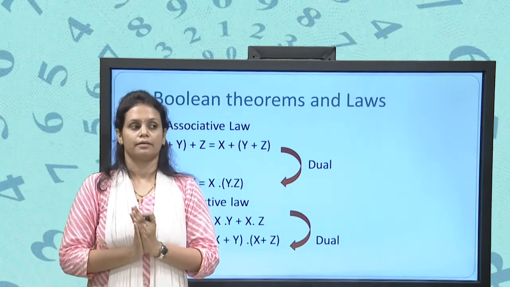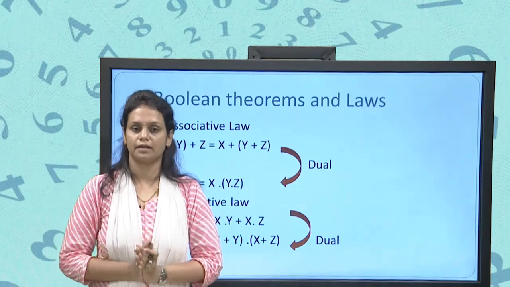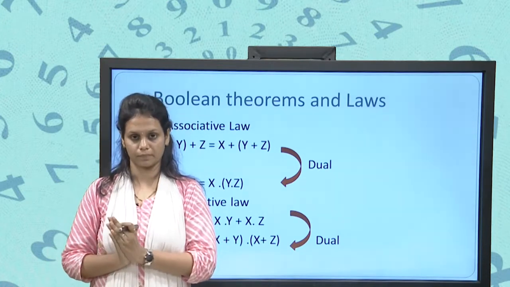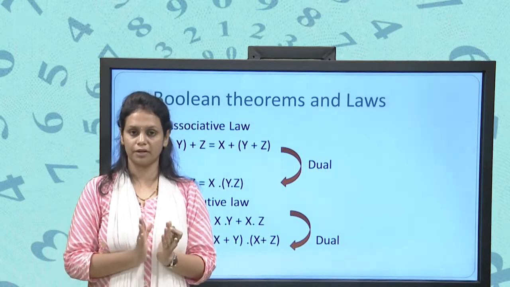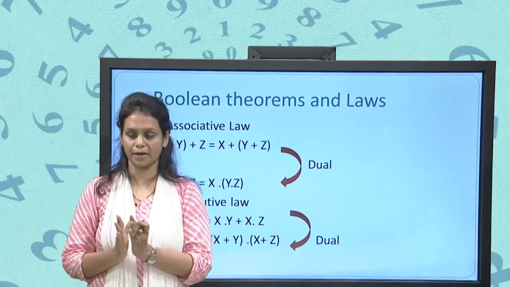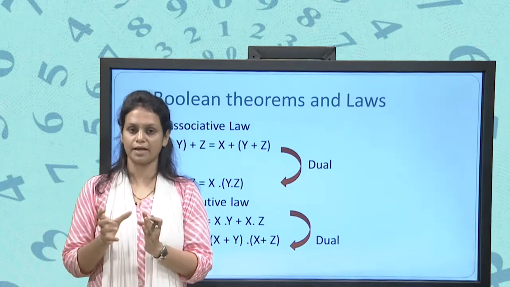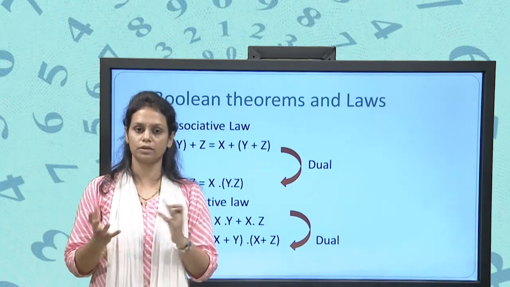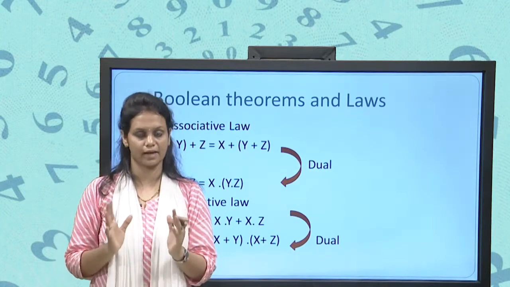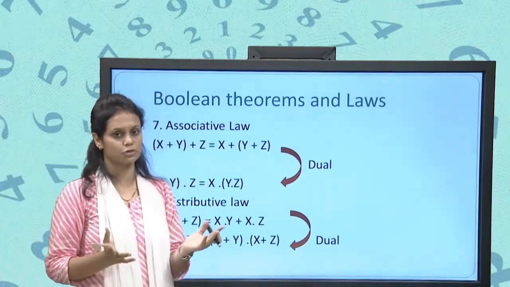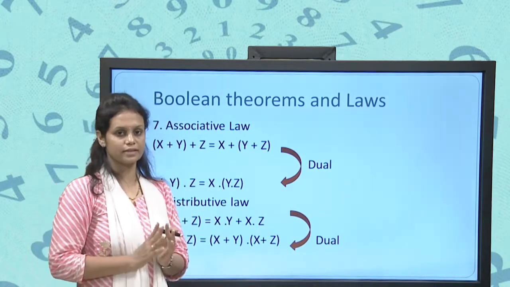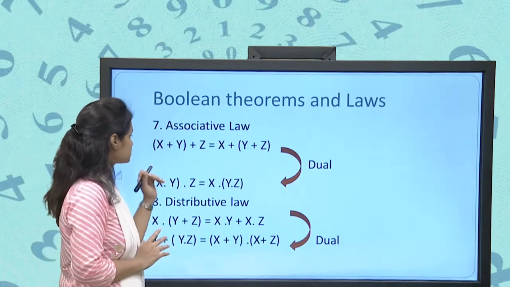Next, we take the example of multiplication. Suppose we multiply 1 into 2 into 3. First we multiply 1 into 2, then we multiply by 3. Otherwise, first we multiply 2 into 3 and then multiply the answer by 1. In both cases we get the same answer. So, this is the associative law, and in the same way the associative law also holds in Boolean algebra.